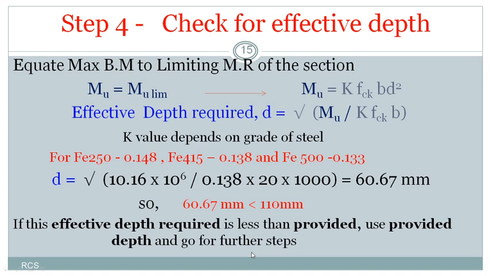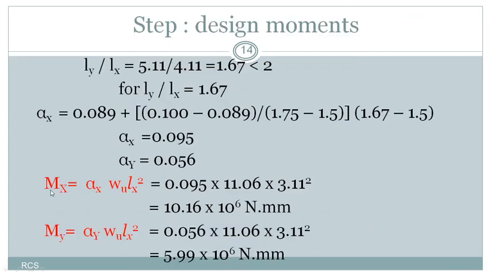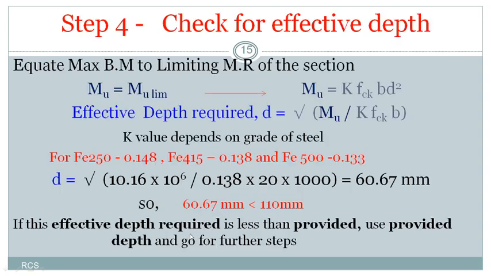Right. After knowing the factored bending moment values, we have to check the minimum effective depth required. The minimum effective depth can be calculated by equating our maximum ultimate moment to the limiting moment of resistance. Here we have two values of moments, Mx and My, in the two directions. The maximum of these two values will be substituted as Mu here.